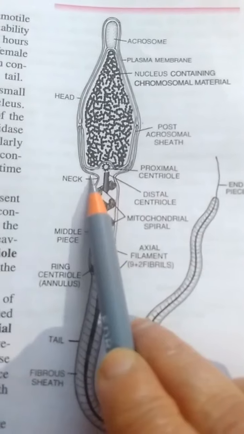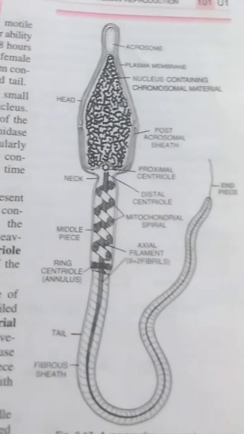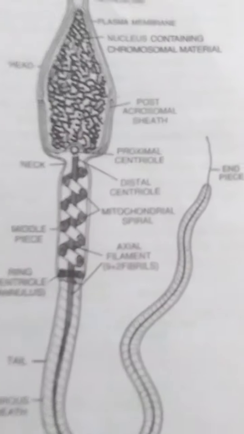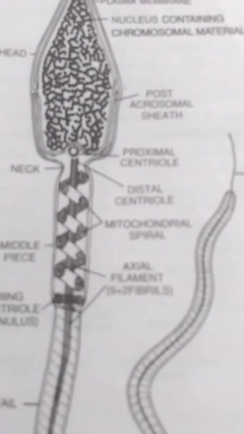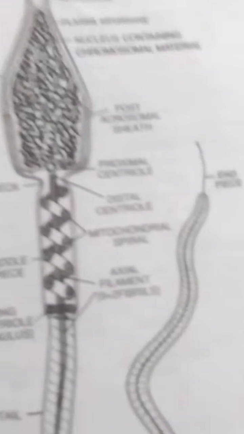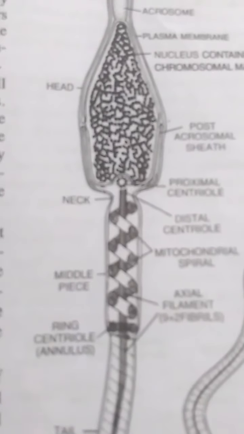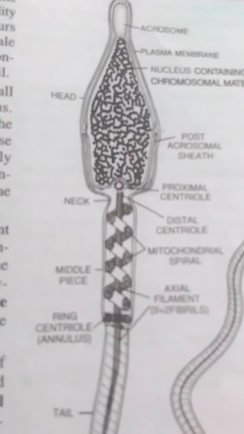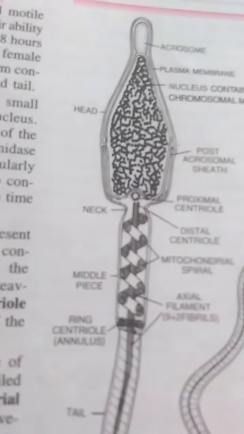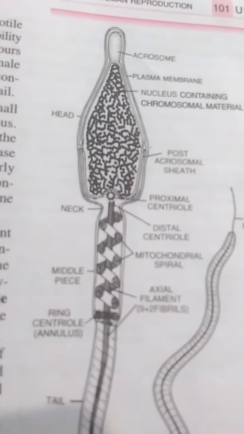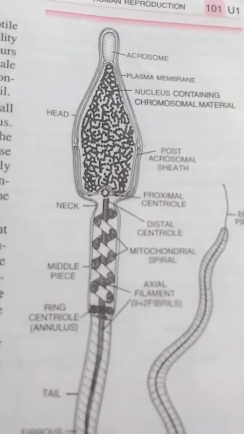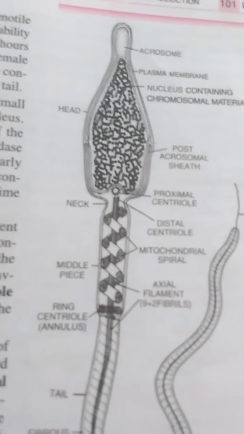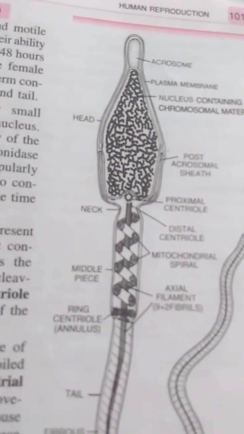This neck is very small and neck has 2 centrioles, right? The centriole which is towards the head region is the proximal centriole, and the one which is towards the middle piece is the distal centriole, right? So just like an ordinary cell, a sperm also has plasma membrane, nucleus, Golgi body, centriole, and mitochondria, right? So this is the neck which contains the 2 centrioles.